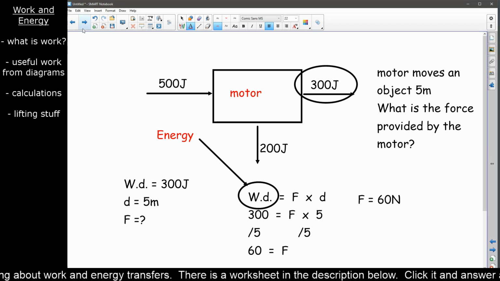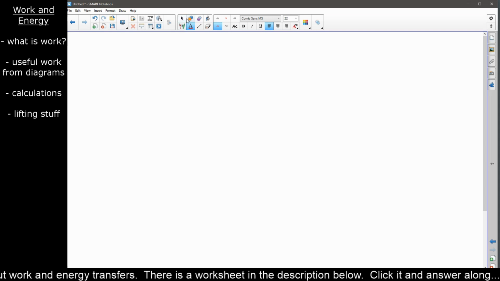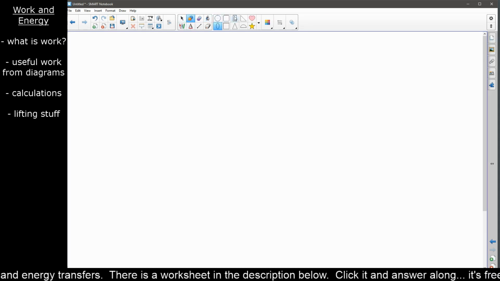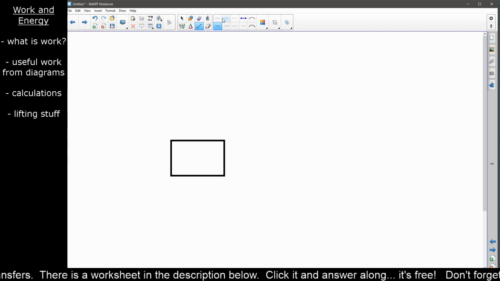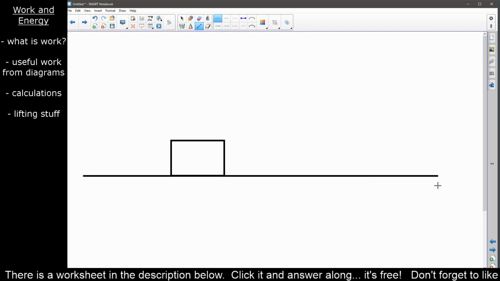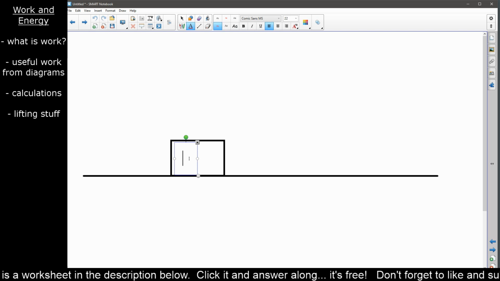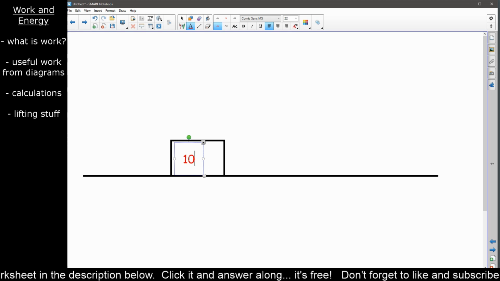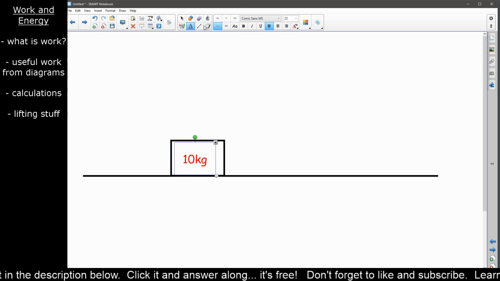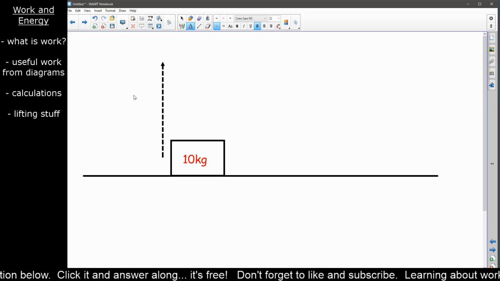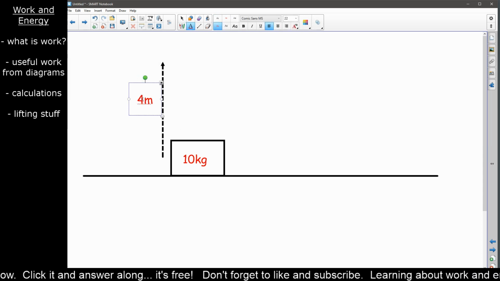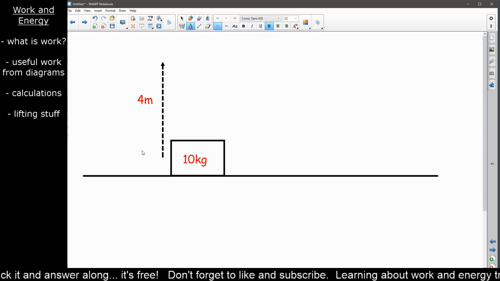All right, now, another way to make this slightly more difficult for yourself, or on you, is to try and work against gravity. Right, so let's take ourselves a little block here, and let's say it's a 10 kilogram block. And what we want to do is lift this 10 kilogram block vertically upwards, and we want to lift it a distance of 4 meters. Right, what's the work done in lifting that block?